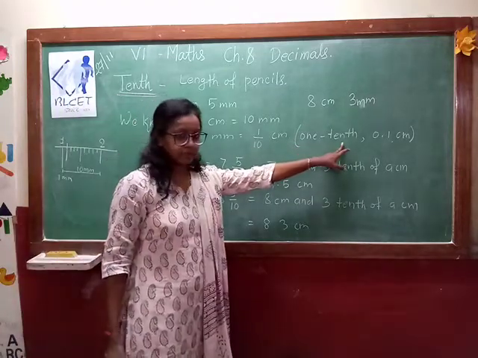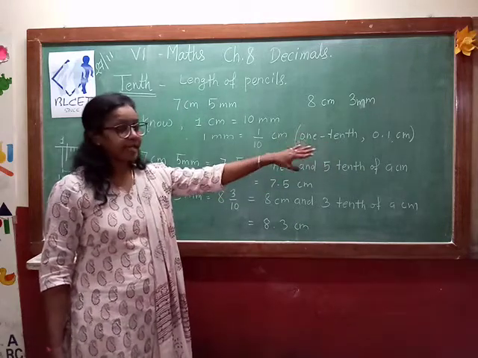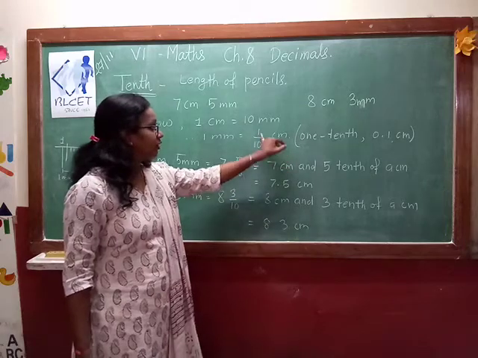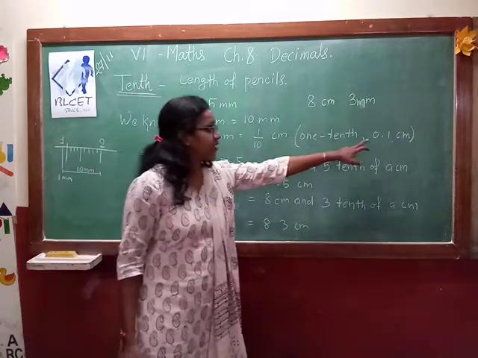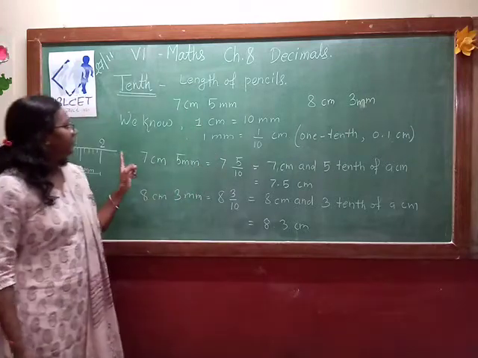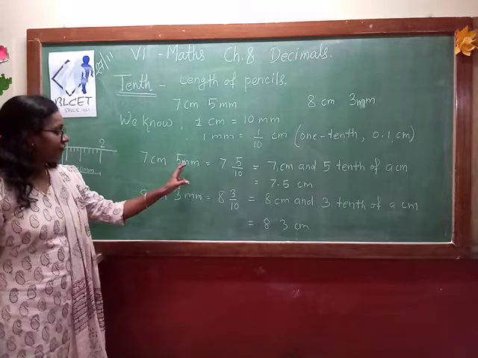How will you read this? 1 tenth. Tenths and tenth are different things. Tenths means 10 and tenth means 1 by 10. So how will you represent this in terms of decimal? 0.1 centimeter. Same way we use this concept for this 7 centimeter, 5 millimeter.